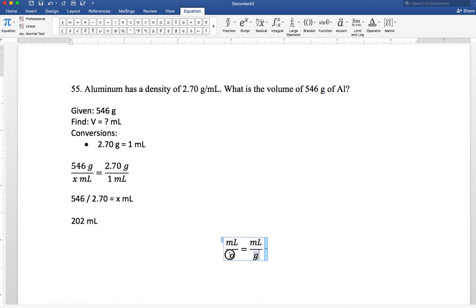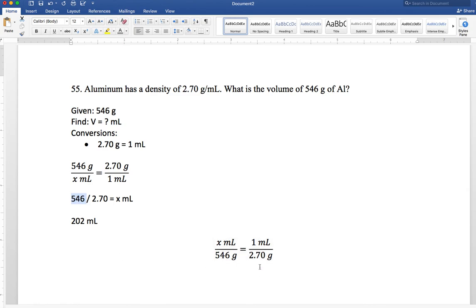So 546 grams, and I just put that on the left side, and that's some number to solve for, x milliliters. And then we get over here, milliliters, we're going to put in our 1 milliliter and our 2.70 grams. And so now what we're going to end up doing is when we cross multiply the 546 times 1, exactly like we had here, and then divide by the number we have left, which is still 2.70. And so we end up doing exactly the same math step here, and then of course end up with exactly the same number there.